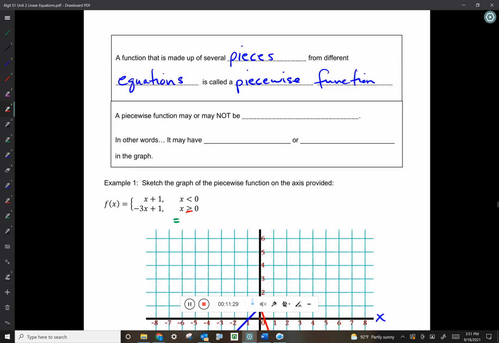The second part here, it says a piecewise function may or may not be continuous. It may or may not be continuous, meaning it may not connect. In other words, it may have breaks or holes in the graph, right? The two pieces might not come together. There might be a break in the graph.